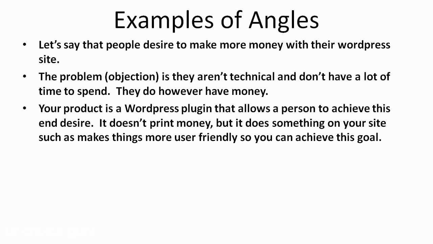Now, your WordPress plugin doesn't necessarily print money, but it does something on your site, such as making things more user-friendly in terms of the shopping cart, the process of getting people to take action, signing up on your list, things like that. So you can essentially position your WordPress plugin to help them in the end make more money to achieve that goal. So that's why knowing your objections, knowing the desires of your customers and your prospects is key, because you can angle it towards that.